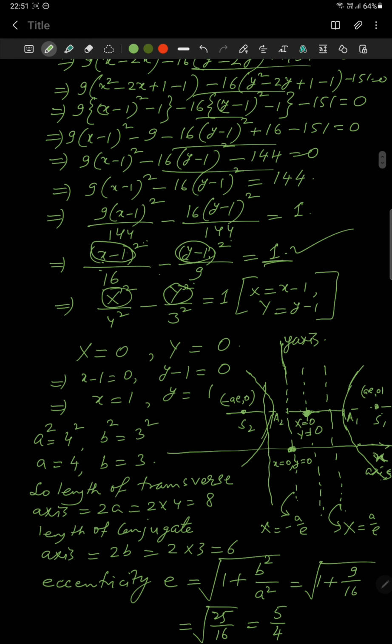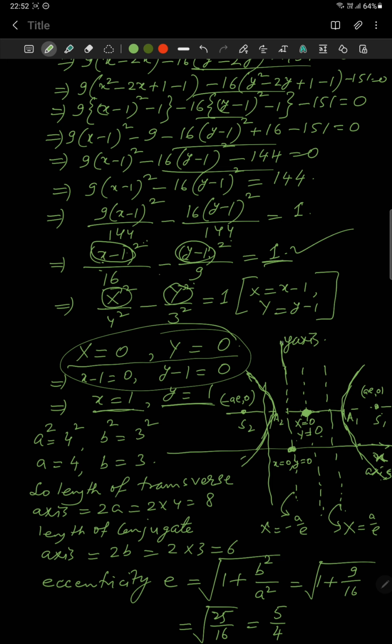Alright. So capital X equal to 0 and capital Y equal to 0 gives you x equal to 1 and y equal to 1, which is this point. So this one will become the center of the hyperbola, which was small x equal to 0, small y equal to 0 in the standard equation of the hyperbola. But here it will be x equal to 1, y equal to 1 as explained in this particular part. And a tentative diagram of the hyperbola you can see is drawn over here.